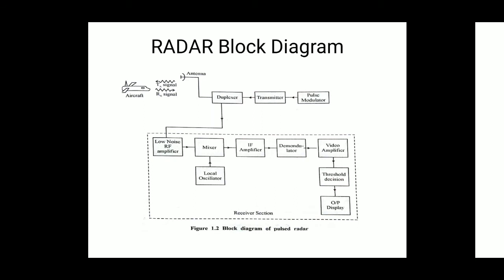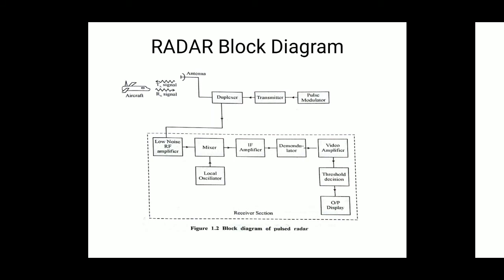This IF signal is sent to the IF amplifier, and then we send it to the demodulator. The signal is demodulated, and then we send it to the video amplifier. The video amplifier, the CRT amplifier, enhances the video quality of the signal. And then the threshold decision. The threshold decision analyzes the signal to decide whether the target appears or not. Then we send it to the output display.